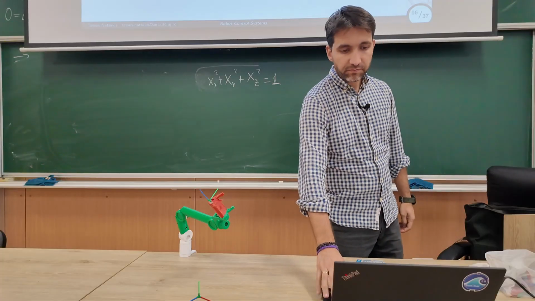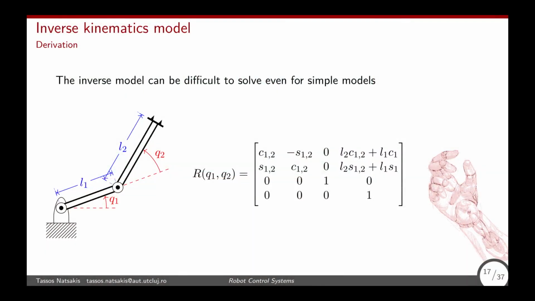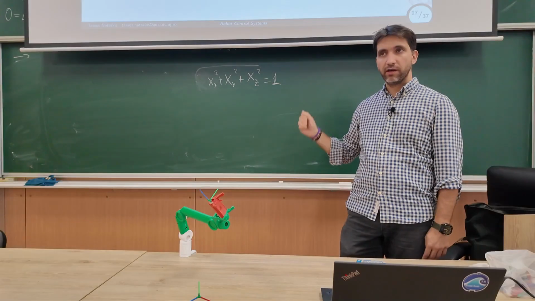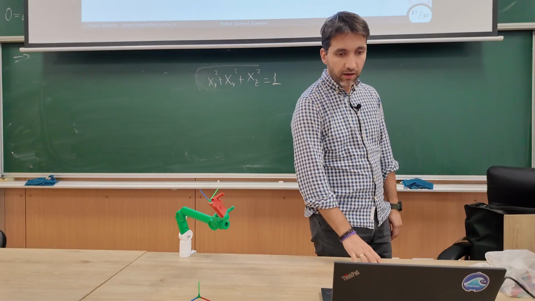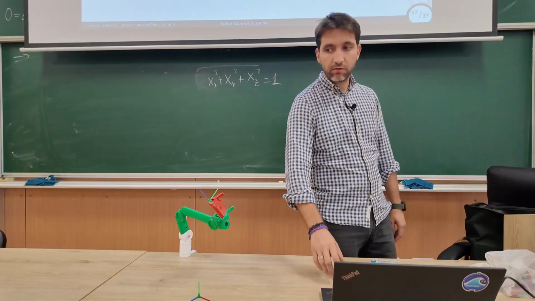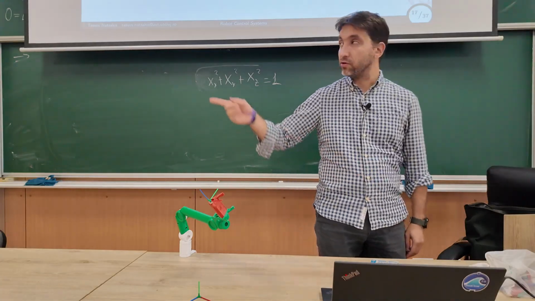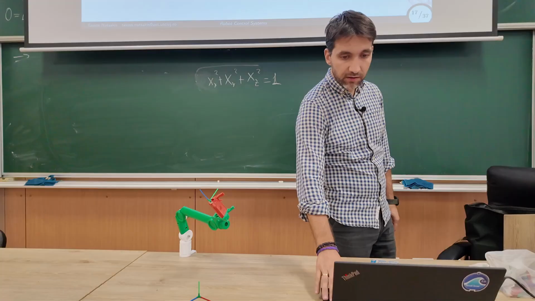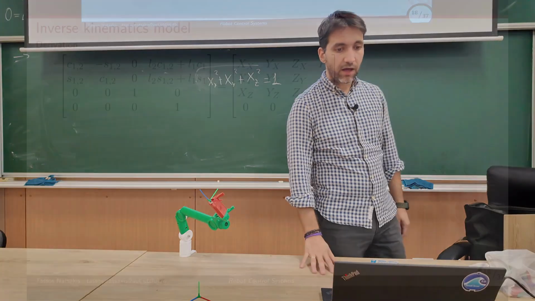All right. The inverse model can be tricky even for simple models. We'll see this example today, and we'll solve the inverse kinematics for this one, and we'll see that it's going to take us some time. So you can imagine if we have more joints and so on, it gets more and more complicated. So let's see, how do we actually derive it?